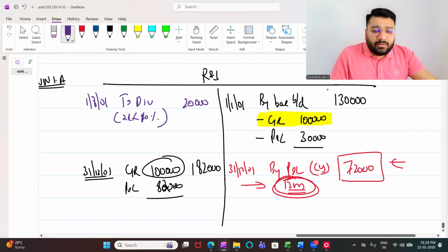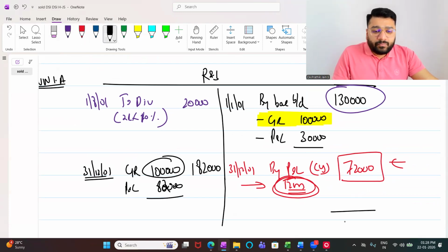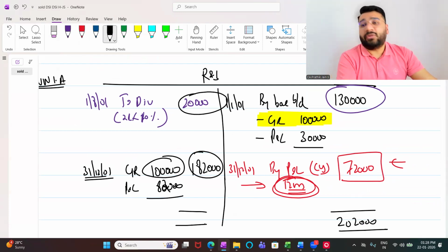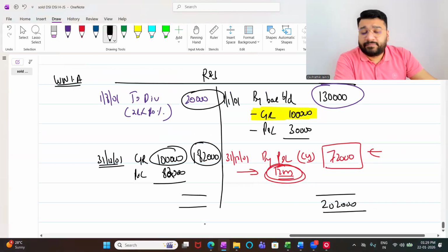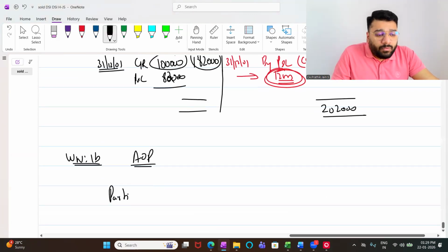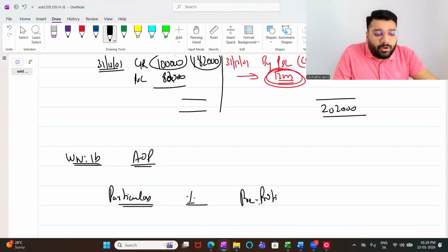Now, 1,30,000 is the earlier years' profit. 72,000 is current year profit. So what is your total profit, people? 2,02,000 is total profit. In that, if 20,000 profit is distributed as dividend, what is the undistributed profit? 1,82,000. So are you able to understand how to read the ledger? Everybody? Okay. Next comes working note 1B, which is AOP of subsidiary. Particulars, percentage, pre-profit, post-profit.